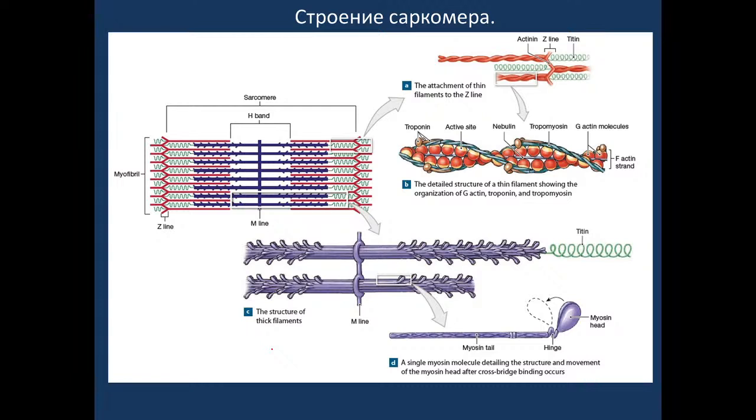Why are these myofibrils striped? Because they contain smaller protein structures, and we call them filaments or myofilaments. Here you see a picture of the filaments. Thin filaments are about 8 nanometer in diameter and 1 to 2 micrometer long, and composed mostly of the protein actin.